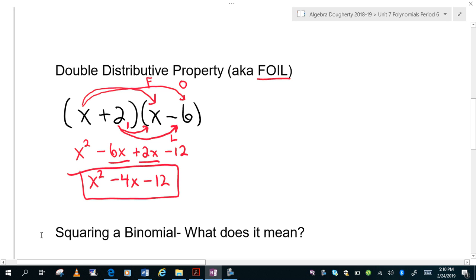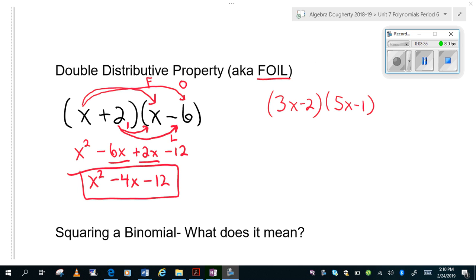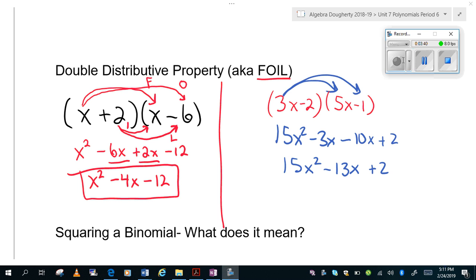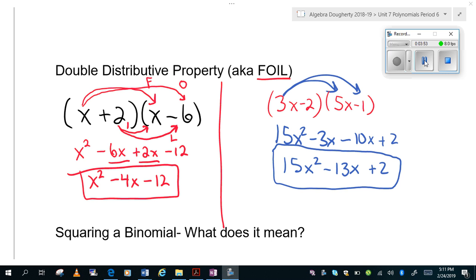I'd like you guys to try the next example. I'm going to put up 3x minus 2 times 5x minus 1. Again, be careful with your signs, and it may be helpful to complete this the same way as I did. So pause your video, and you can check your answer in a moment. Okay, magically the answer appears here. Hopefully your answer matches mine, and we're both correct. Again, this is review, so it should be fine for you.